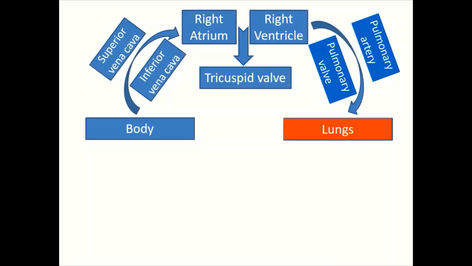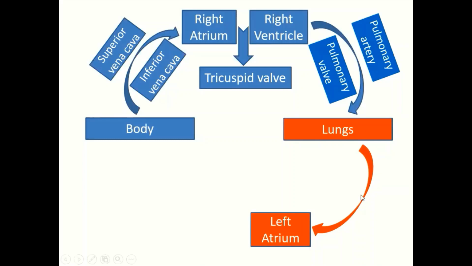In the lungs, the deoxygenated blood becomes oxygenated blood, and the process is called diffusion. Then this oxygenated blood is returned to the left atrium by this blood vessel. This blood vessel is called the pulmonary vein. So the pulmonary vein has no valve.